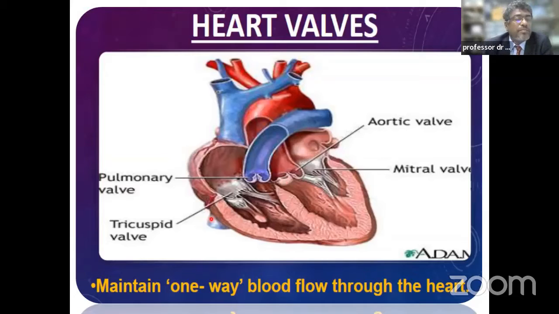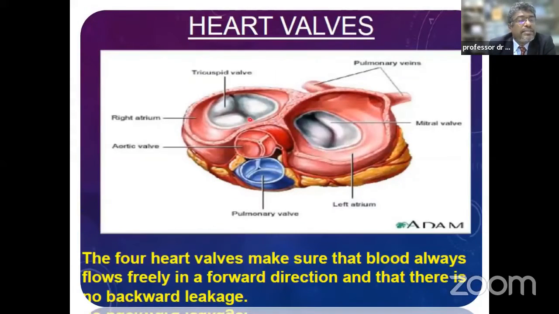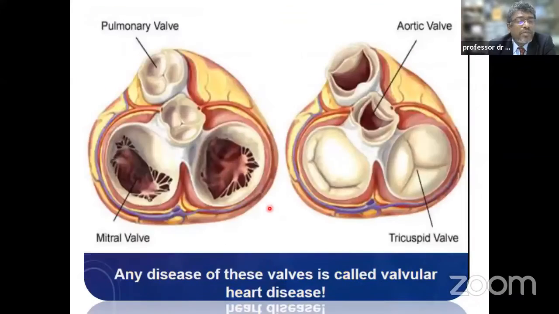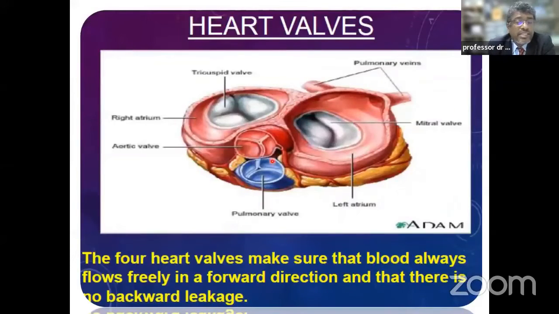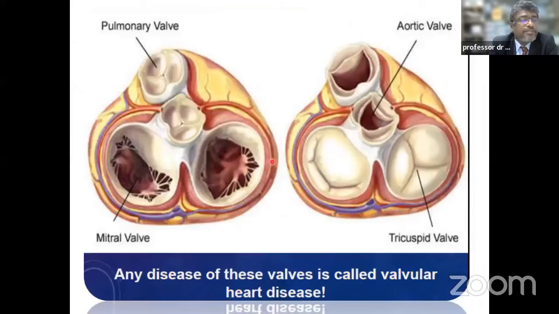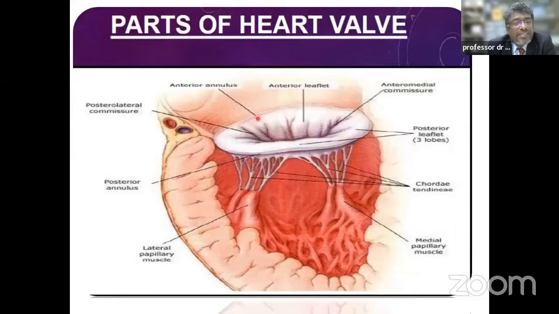This is the tricuspid valve, this is the pulmonary valve, this is the mitral valve, this is the aortic valve. The tricuspid valve has 3 cusps, the mitral valve has 2 cusps, and the aortic valve and pulmonary valve have 3 cusps. This is the pulmonary valve, this is the aortic valve, this is the tricuspid valve, this is the mitral valve.